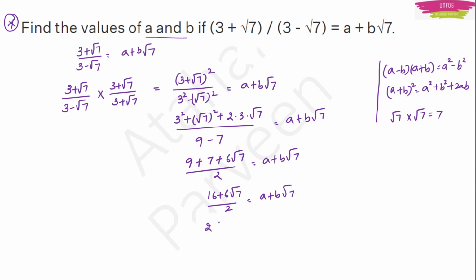So if I take 2 common here, it will be 8 plus 3 root 7.